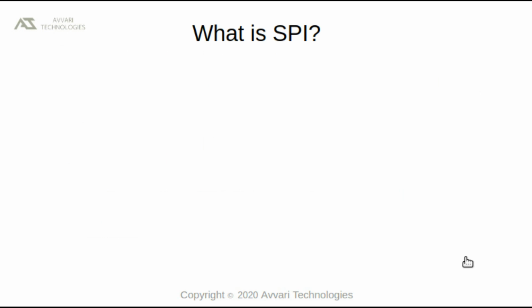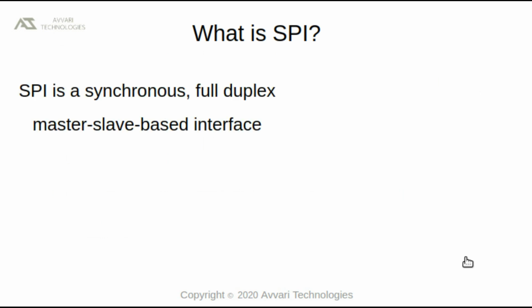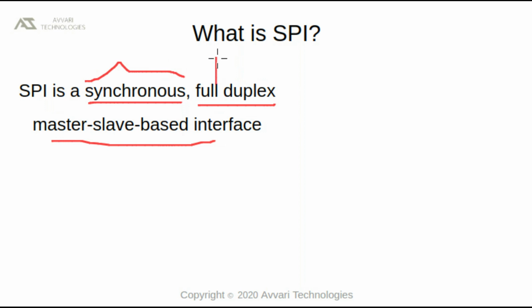What is SPI? SPI stands for Serial Peripheral Interface. The SPI communication protocol is used to communicate between devices serially. SPI is a synchronous, full duplex, master-slave based interface. Synchronous means both the master and slave must share the same clock frequency.